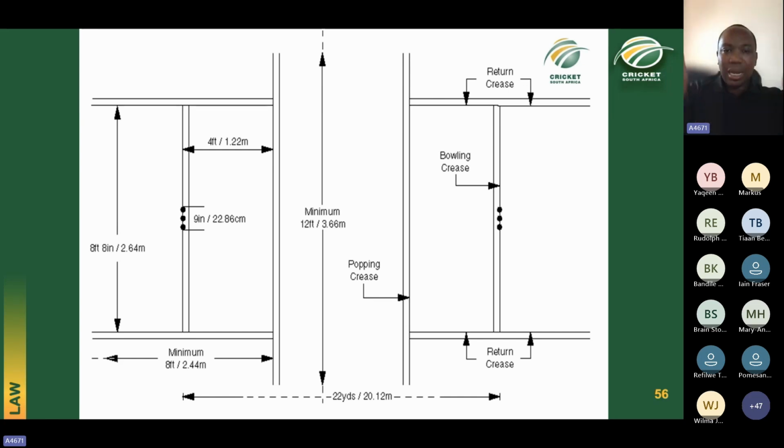It does sound like a lot, but 30 centimeters out of 20.12 meters is only a 1.5% variance. So it is not too significant in the bigger picture of the total length of the pitch. If it is more than 30 centimeters too long or more than 30 centimeters too short, then we will have to ask the ground authority to remark one of the creases so that the pitch length is at 20.12 meters.